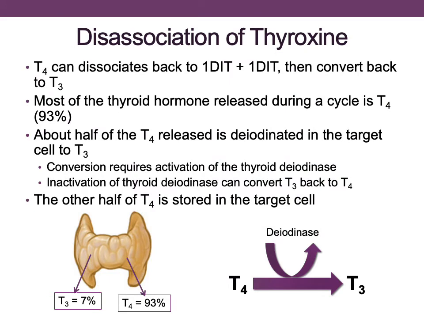Dissociation of thyroxine. T4 can dissociate back into 1 DIT plus 1 DIT and then be converted back to T3. So it can go back and forth actually between T4 and T3. Most of the thyroid hormone released during a cycle is T4. I mentioned that earlier, about 93%. And about half of that T4 that's released is deiodinated in the target cell to T3. The other half is stored in the target cell. The conversion of T4 into T3 requires activation of the enzyme thyroid deiodinase. Inactivation of thyroid deiodinase can convert the T3 back to T4.